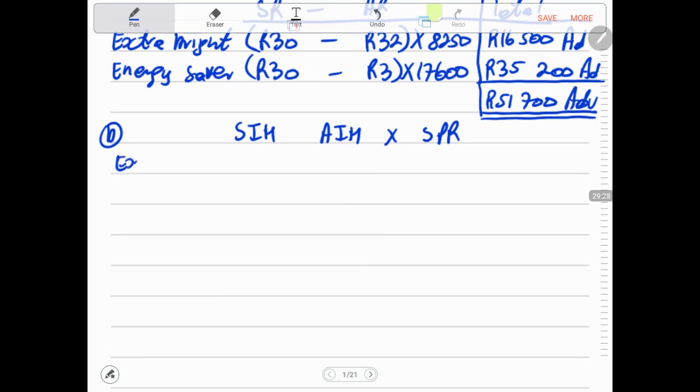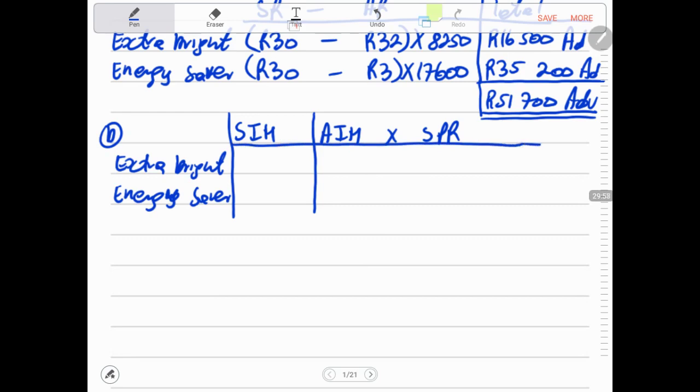So now we have two products. Don't forget extra bright and energy saver. Now we look at the standard, and we know that standard information is always connected with the actual information. Now we are looking at the standard idle hours. How many hours were our employees supposed to idle? Then now we have to base that on the actual time that they worked.